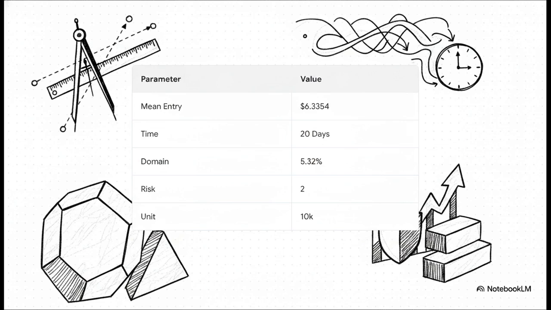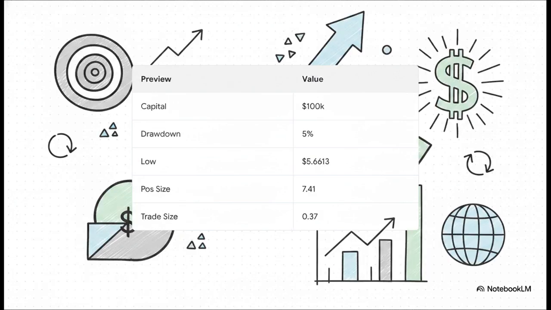We also document a third triangle domain of 5.32%, a risk coefficient of 2, and a contract size of precisely 10,000 units. Moving on to the risk preview. Let's base this on a hypothetical capital of $100,000 with a strict 5% maximum allowed drawdown. That equates to about $5,000. Under those constraints, the expected low price is mapped down to $5.6613. Processing all these values outputs a total position size of 7.41, which sets each trade size to precisely 0.37.